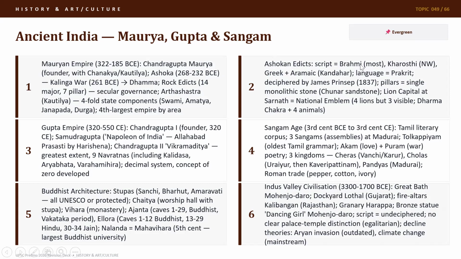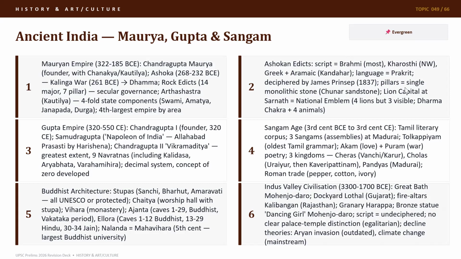Ashokan edicts, the script used is mostly Brahmi. In some areas of northwest, we have Kharoshthi script also, and all of this has been asked in PYQs. Then there was a Greek influence and Aramaic influence also, the language which was used in Kandahar. The language of this age was mostly Prakrit, and it was deciphered by James Prinsep in 1837. So Ashokan edicts were deciphered by James Prinsep 1837. The languages used were Brahmi, Kharoshthi, Greek, Aramaic, and Prakrit.